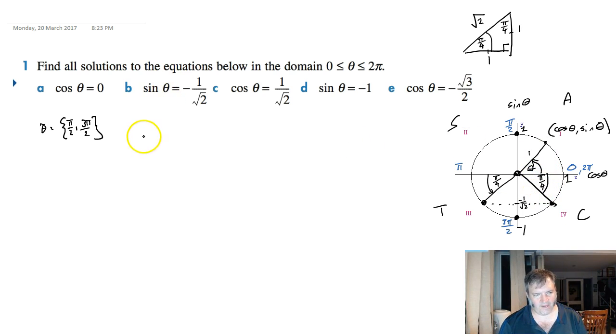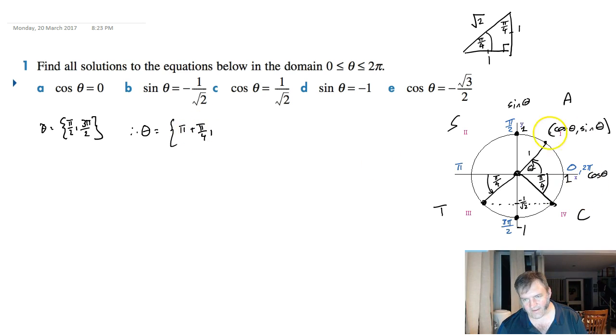So if I want to know the answers to this, theta, well, I've got to go to pi first of all, and then add on pi on 4. So pi plus another 1/4 of pi, that would be the first one.